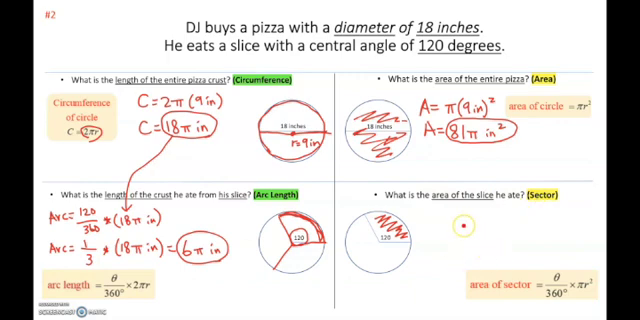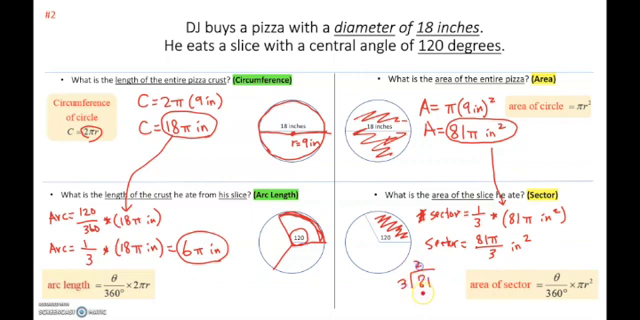Now the area of the slice that he ate is going to be, again, this will be sector, is equal to theta over 360, which again we know as 1 over 3, times pi r squared. Pi r squared is 81 pi inches. So we can plug that in here, 81 pi inches squared. Now we know that the sector can equal 81 pi over 3 inches squared. Now, I believe 3 goes into 81 27 times. So that's going to equal 27 pi inches squared. And that's the area of the slice that he ate.